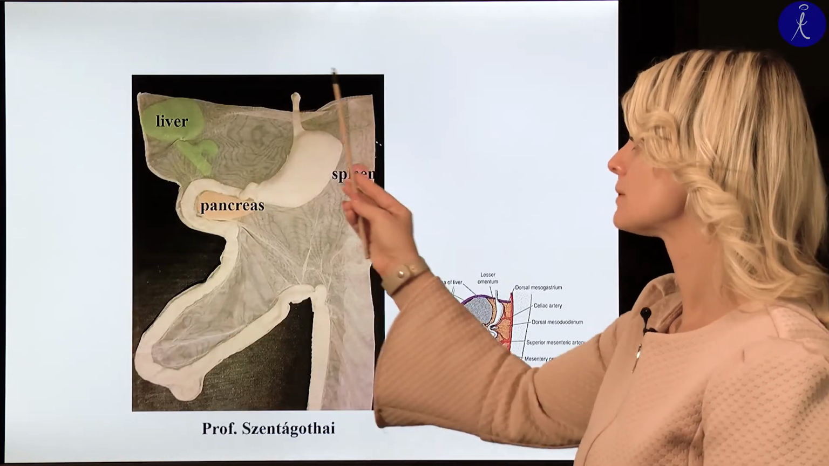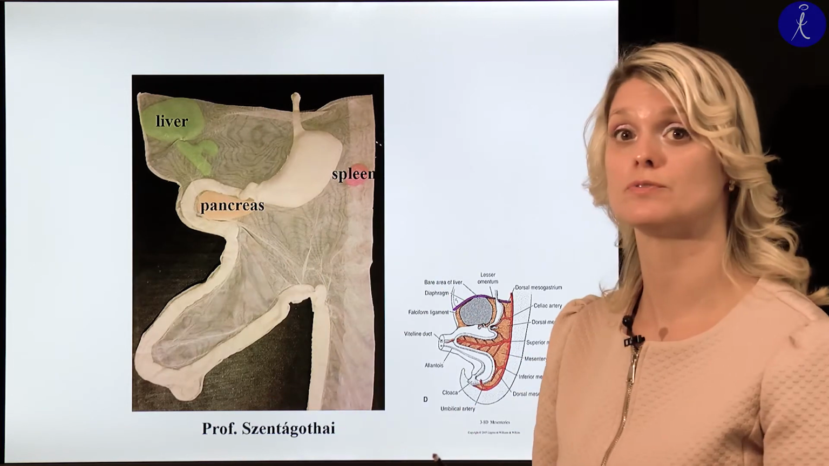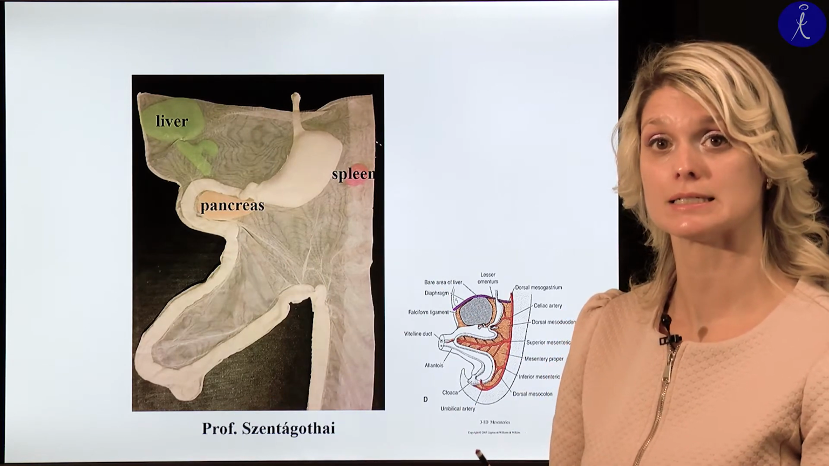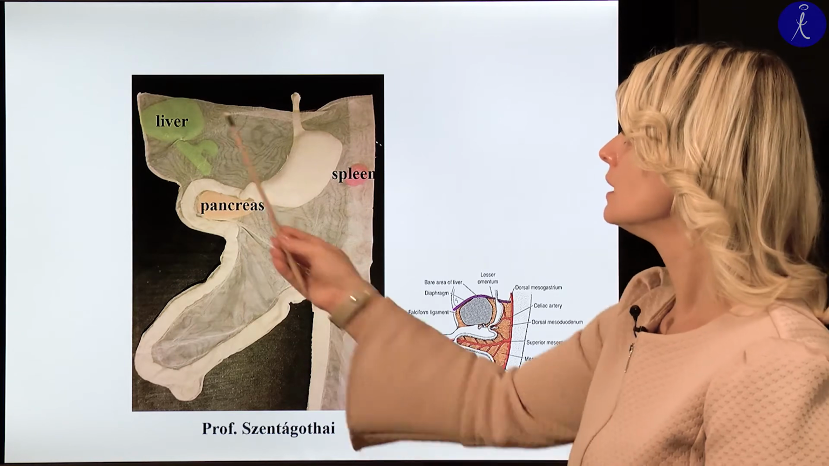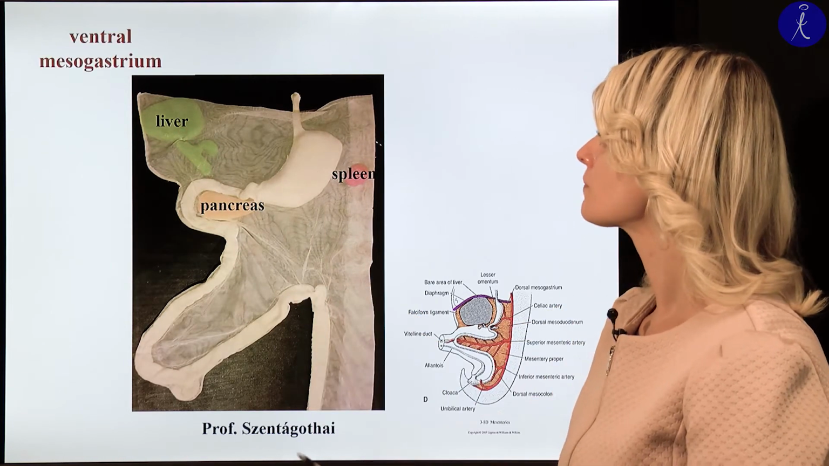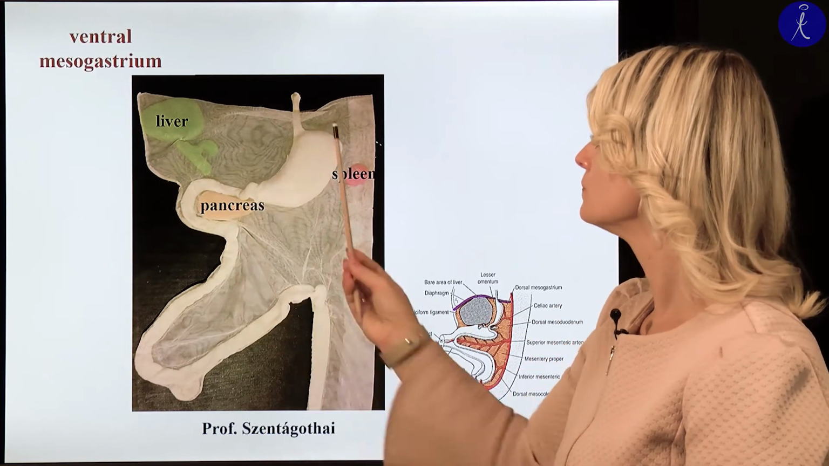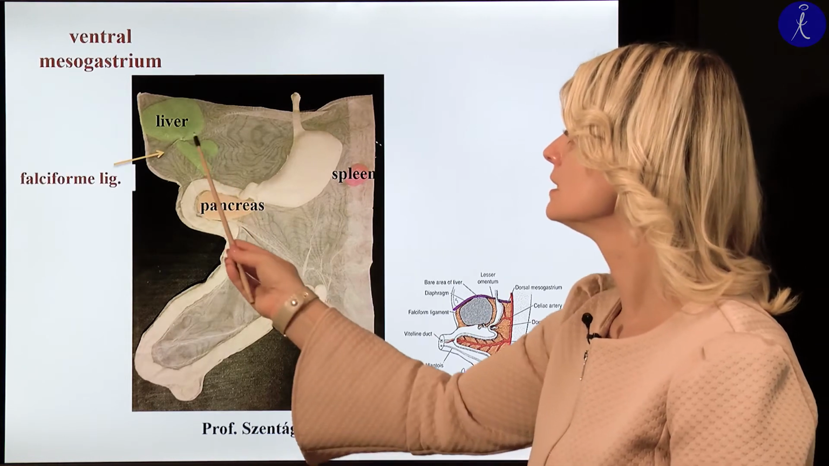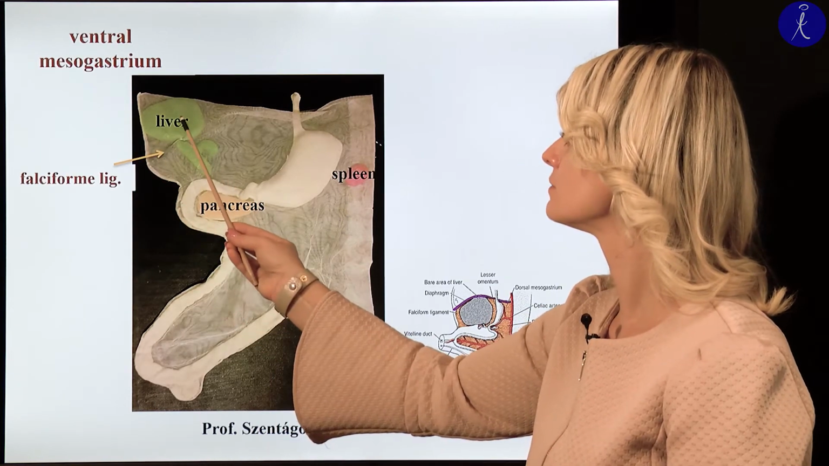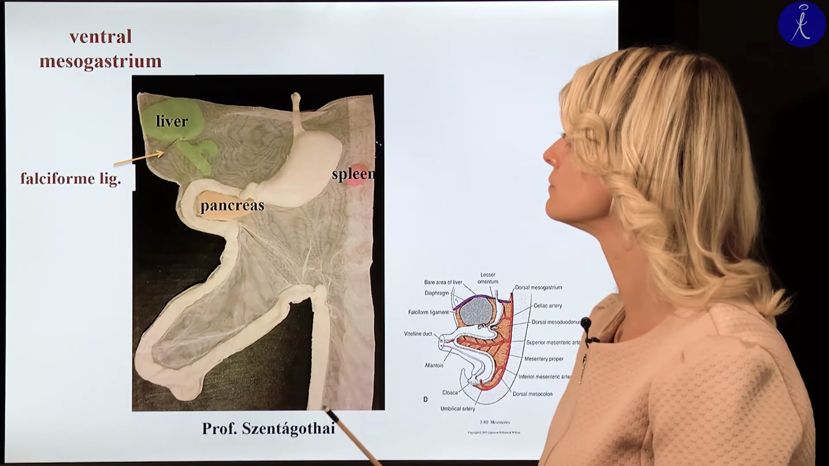Here you can see the model that I demonstrated for you in the anatomy practice video. Here is the liver, the ventral mesogastrium, the two parts of it, the falciform ligament between the liver and the anterior body wall.